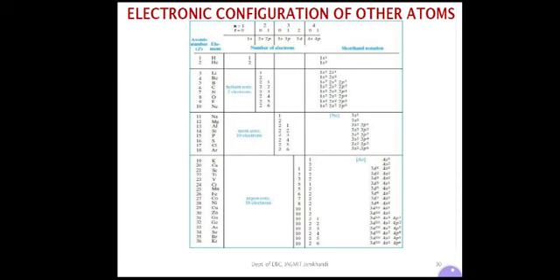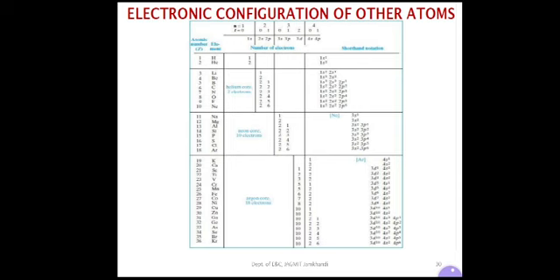For He, the electronic configuration is 1s2 and the outermost orbit is filled with electrons. So you can observe the atomic number, the element, and the electronic configuration of that particular atom. So He is very stable in nature.